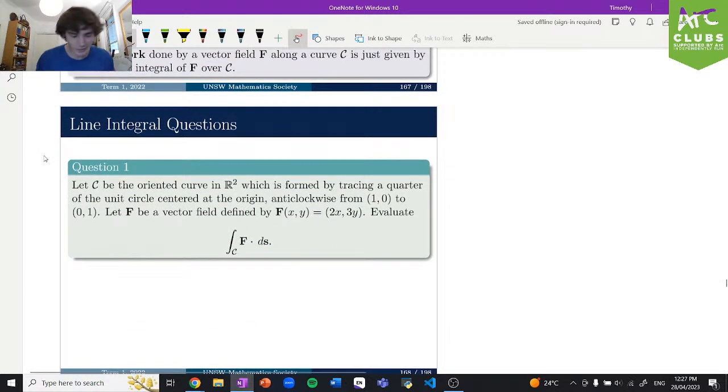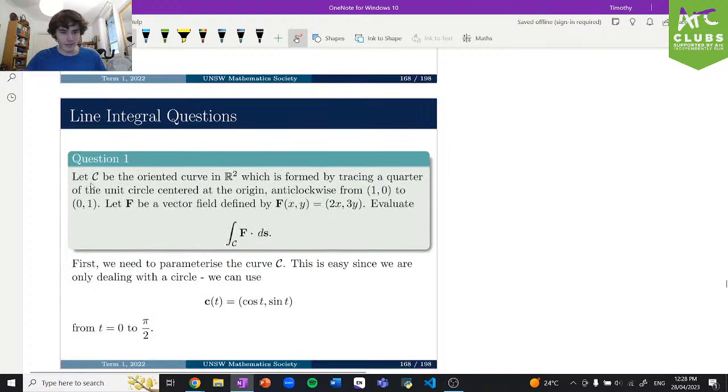Now, I have talked to you a whole lot. I've spat out a whole bunch of definitions, but we haven't actually done anything. So let's dig our teeth into a hot, spicy, juicy question. Let C be the oriented curve in R2 which is formed by tracing a quarter of the unit circle centered at the origin anticlockwise from 1, 0 to 0, 1. Let f be a vector field defined as f of x, y equals 2x, 3y, and we want to evaluate the line integral of f along that curve.